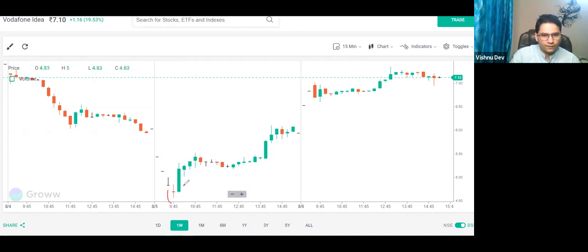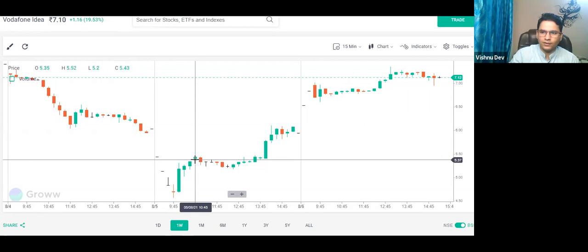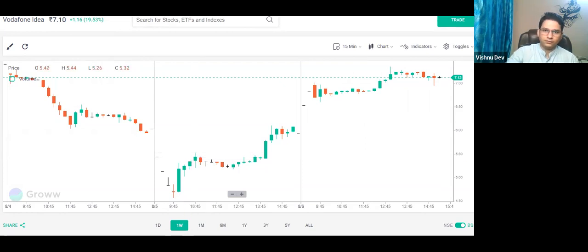It moved like anything. Exactly. And in 1 hour the price already shot up by 1 rupee. Yes or no? Think about it. Suppose someone would have invested more. Suppose I would have bought 10,000 shares, at a price of suppose 4.5 rupees per share. So it is like 45,000 worth of shares.